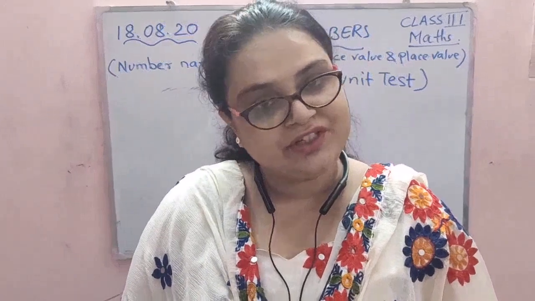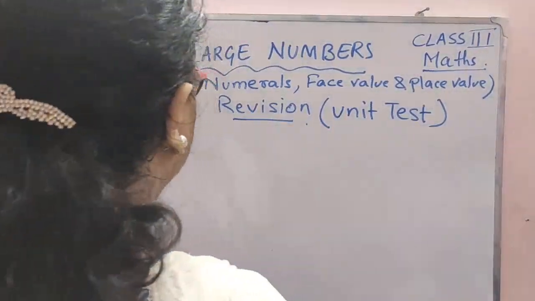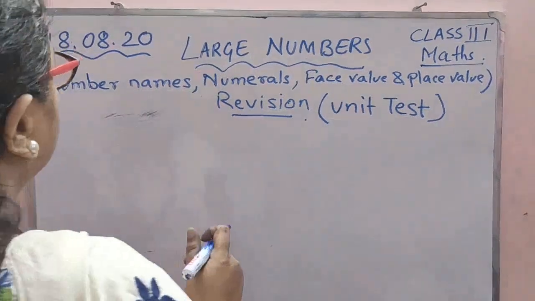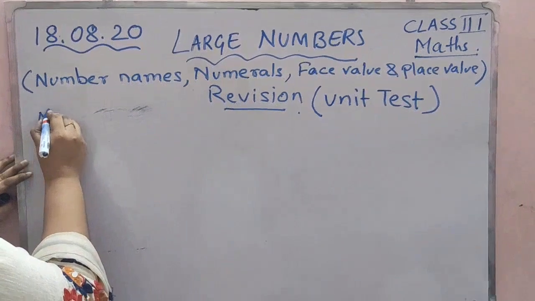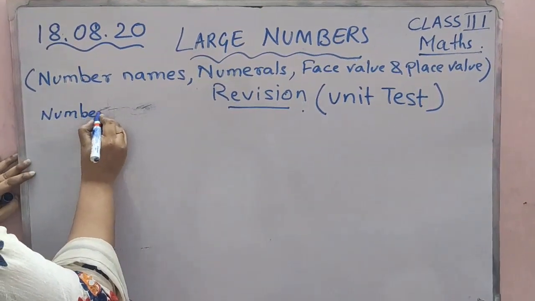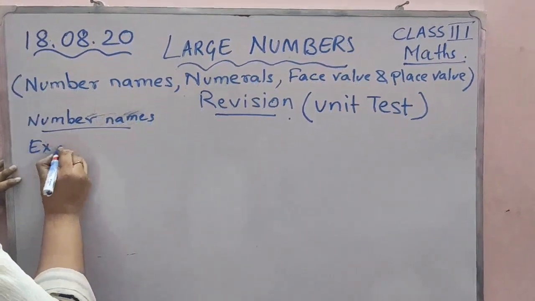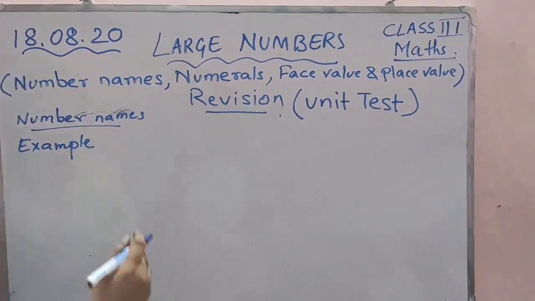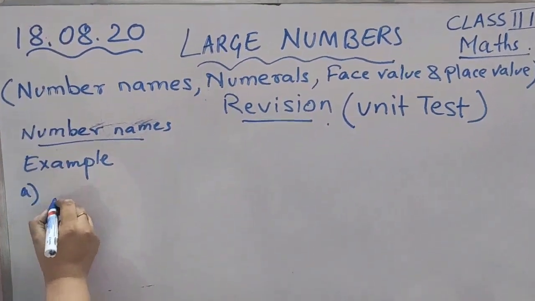So we are going to revise the chapter which is coming for your unit test, and the part that I have taken for today's lesson is this. So this is your topic which I have taken for today's video. So first we are going to revise number names. So we'll see with an example. So let's see our first example.